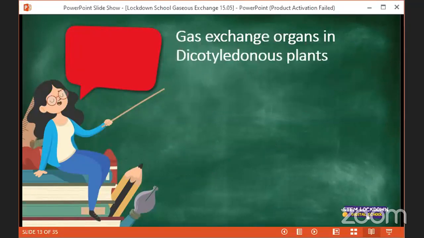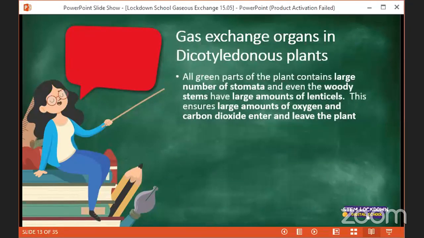Right, now let us look at the first point. All green parts of the plant contain large number of stomata, and even the woody stems have large amounts of lenticels. So these ensure large amounts of oxygen and carbon dioxide enter and leave the plant. So guys, as you can see, the first requirement is already met. There is a large surface area because of the many stomata that the leaves has.